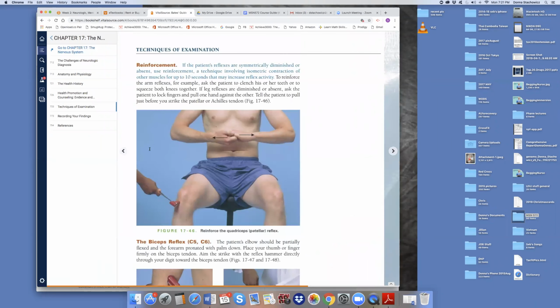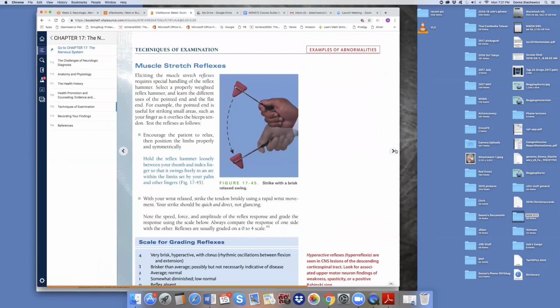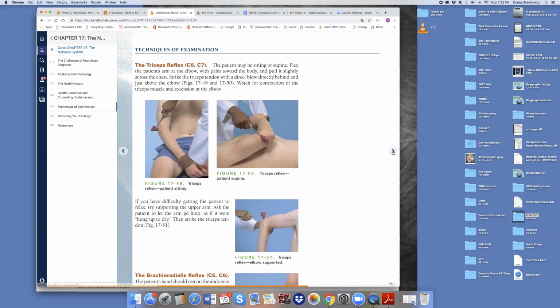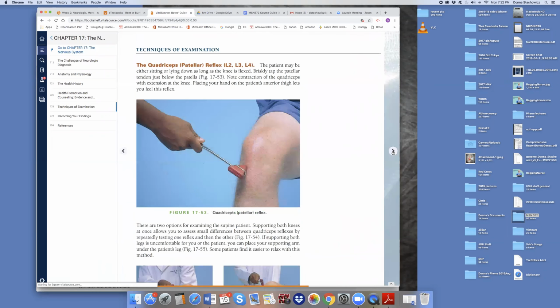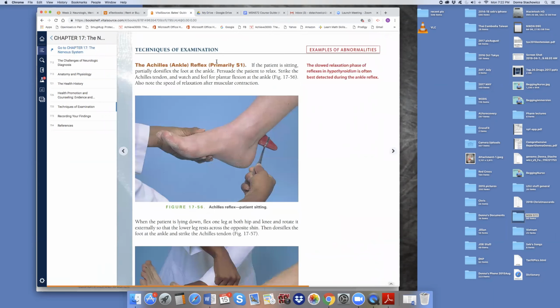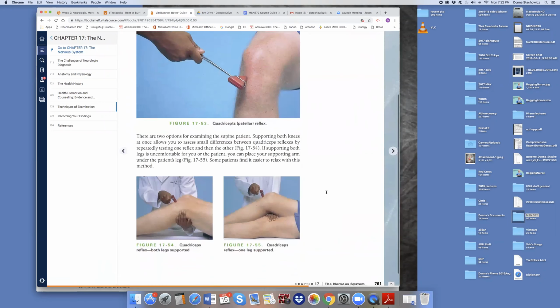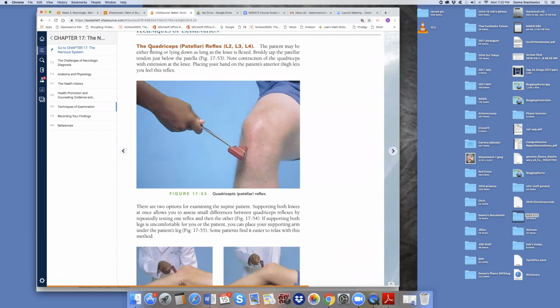So use the scale, starting with 0, going up to 4. These are just some different tips and the locations on how to elicit the reflexes along with what you're checking for. So remember, you need to memorize these, okay? What the reflex checks.